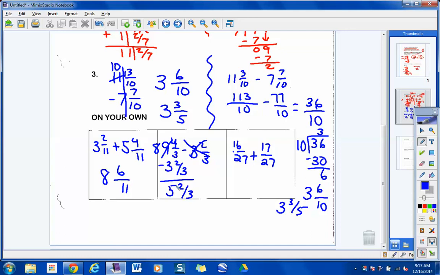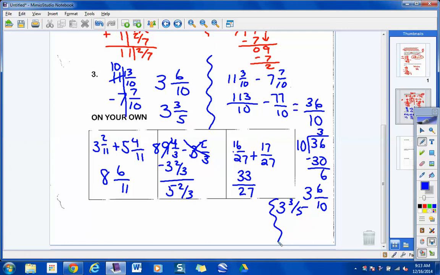I have 16/27 plus 17/27. I'm just going to go ahead and add the numerators. What's the 16 and 17 add up to? 33, right? Can I leave my answer as 33 over 27? Yes. That's improper, right? So how many times will 27 go into 33? 1. Once. Okay, so let's just do this down here.